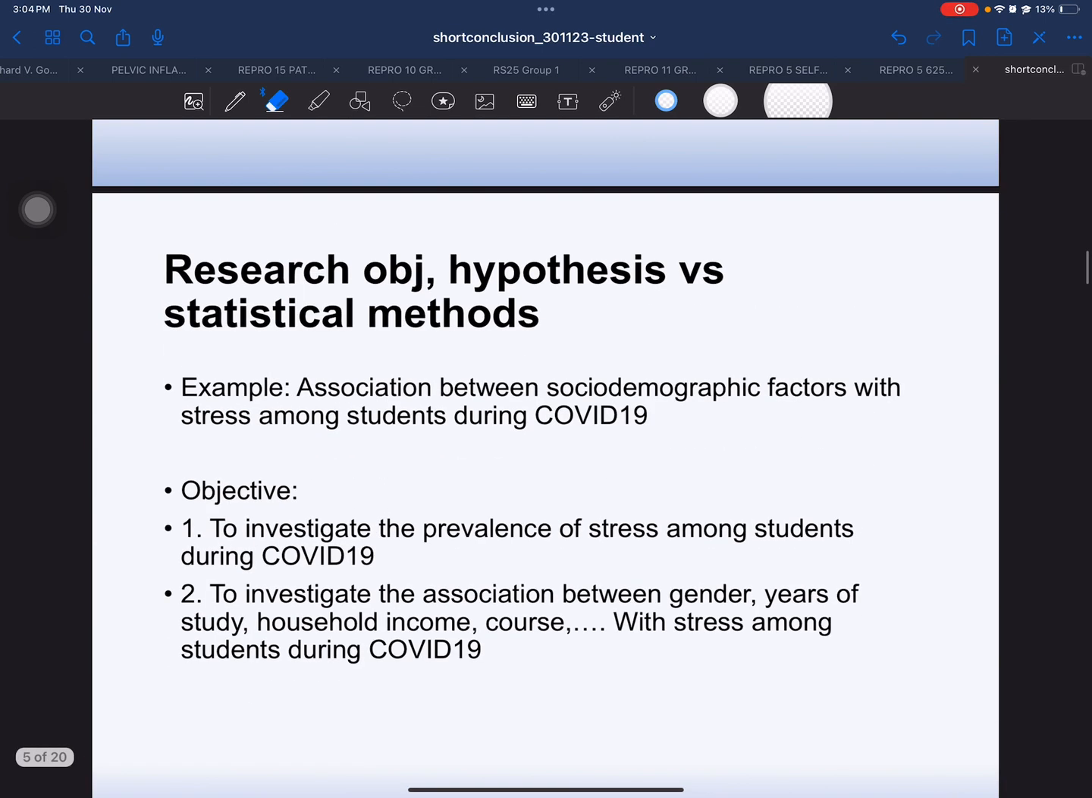For example, association between socio-demographic factors and stress among students during COVID-19. These are examples of the objectives. Basically, you will have a few objectives. Why do you have a few objectives rather than one? Because it leads you to write the proper statistical test, the proper result, and the proper chapter 5. This is the reason why you have so many objectives.